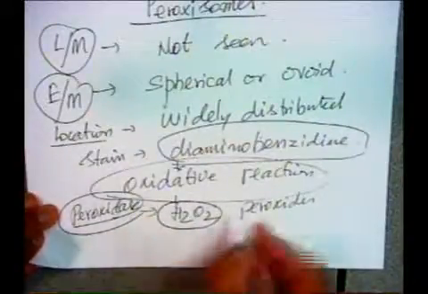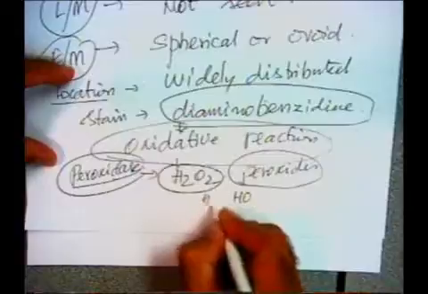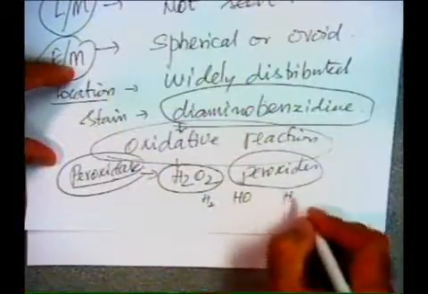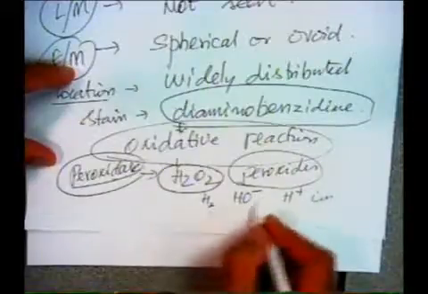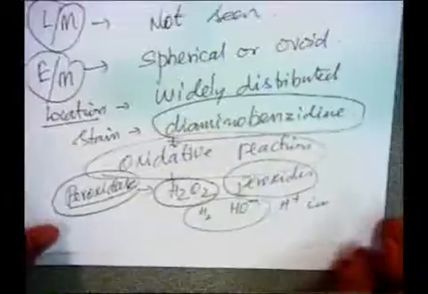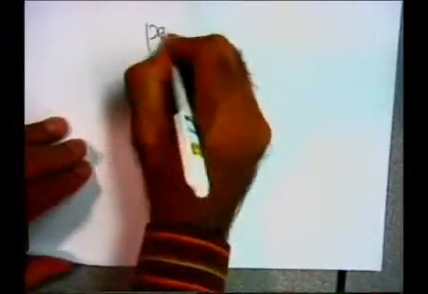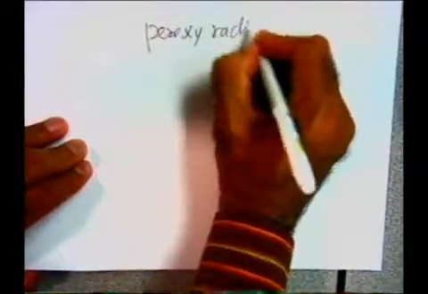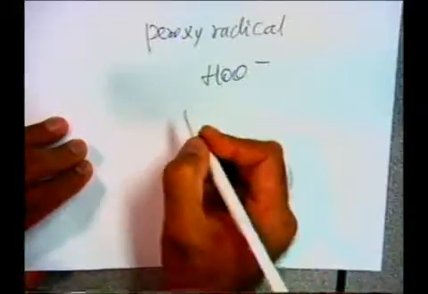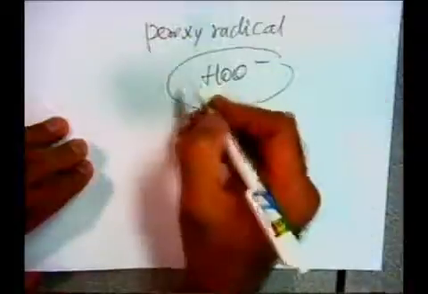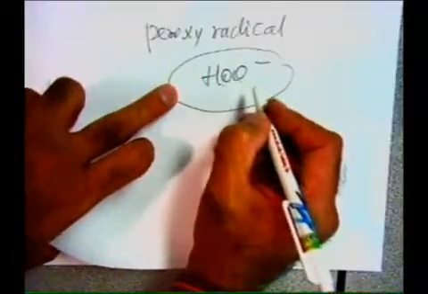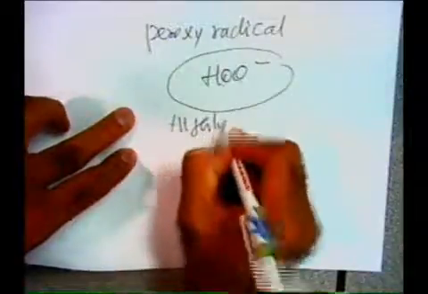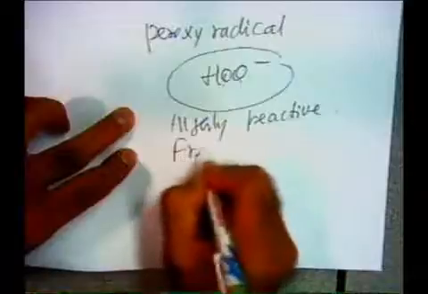This enzyme will produce more hydrogen peroxide, and this hydrogen peroxide will eventually give rise to H plus ions and OH minus ions. It will produce something like water, but with an additional oxygen, which gives free radicals. So you can get the peroxy radical, HOO minus. These peroxides have additional oxygen, OH and then another oxygen together, and are highly reactive free radicals.